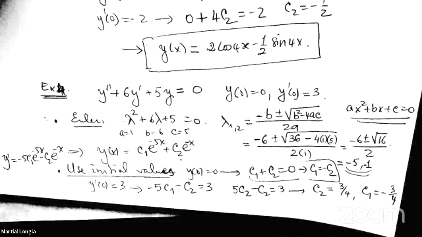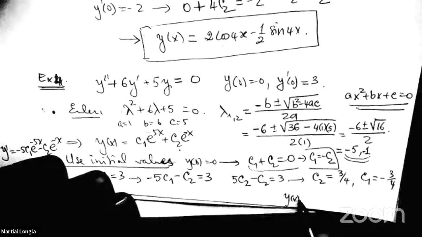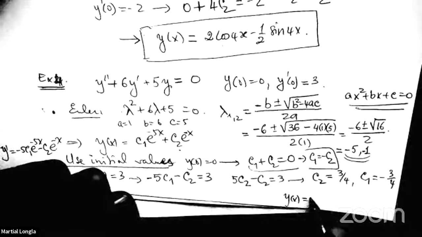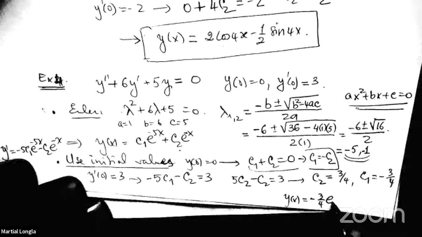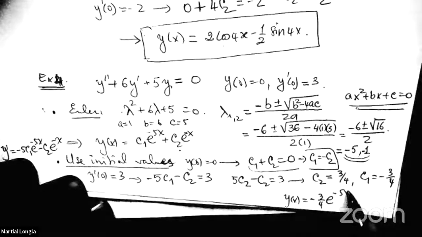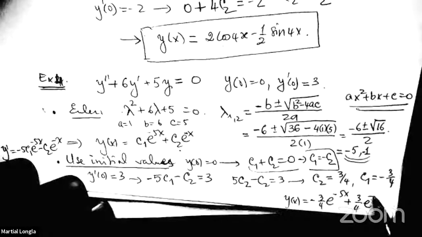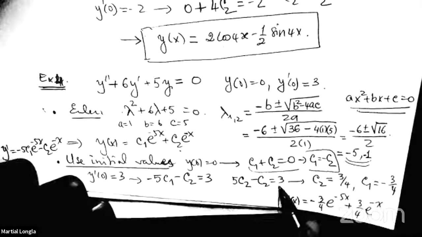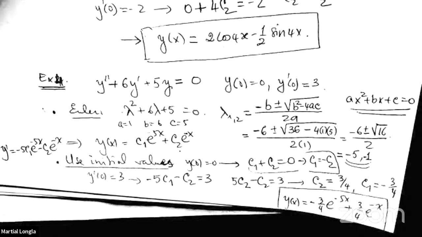That's how you get them. And now you got c1 and c2, so you plug them in. Y of x is -3/4 e to the -5x plus 3/4 e to the -x. And you make sure you write the constants that you found in the appropriate spots. Otherwise, you mess up your problem.